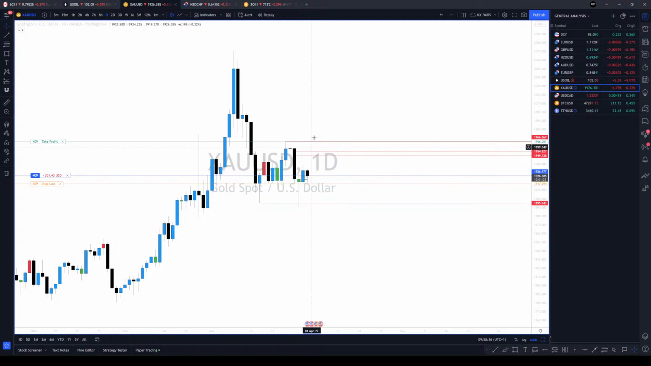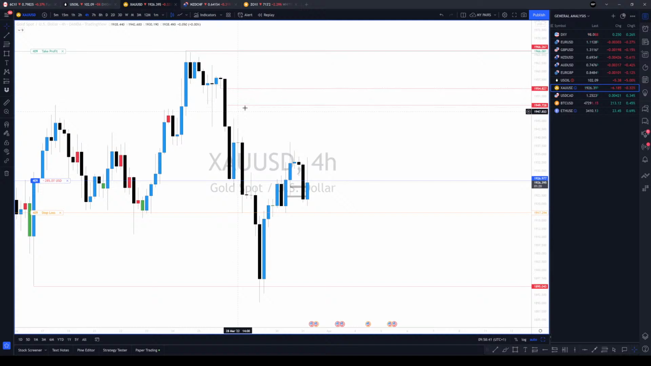So we should see gold trade up into this gap here, and then maybe they go high as well, right? So I expect gold to continue going up.